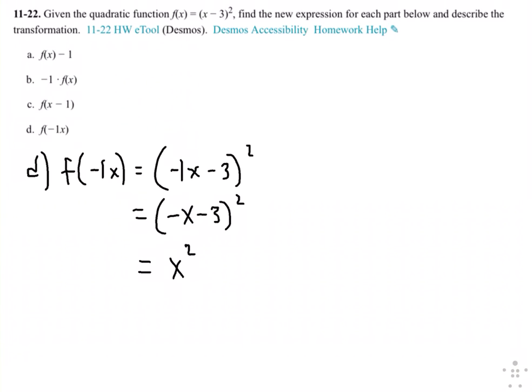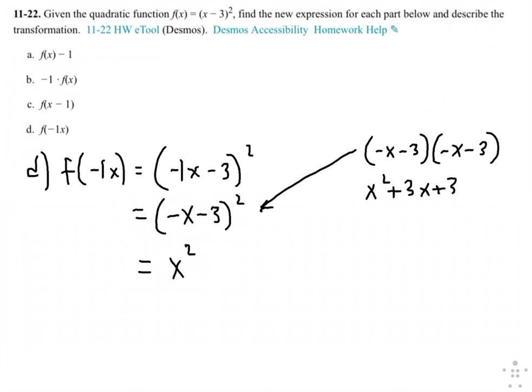And then, if you can't do this in your head, by the way, like I've been doing, this is really negative x minus 3 times negative x minus 3, right? So the first two terms give us x squared, and then the next ones would give us plus 3x, plus 9. So this becomes x squared plus 6x plus 9, f of negative 1x.